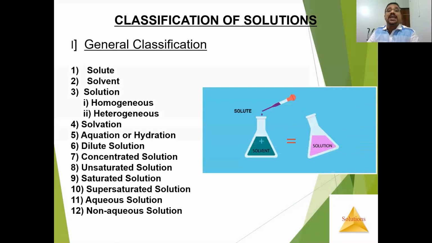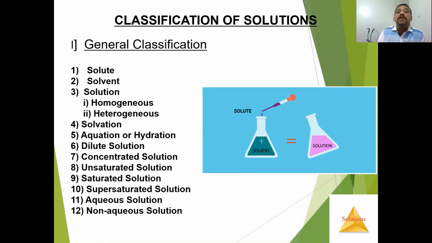Yes, classifications of solution. Students, I have made four categories of classifications of solutions. In your textbook, only the first classification is given, meaning the third classification that I have taken in the PPT. First one, general classification. Second classification, that will be dependent on the particle size.